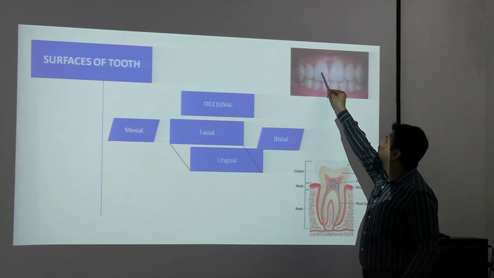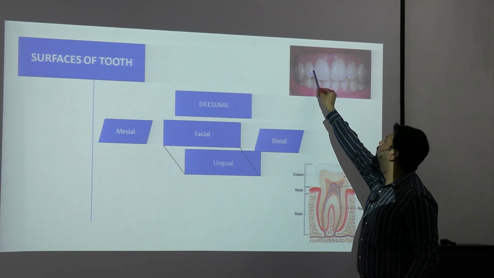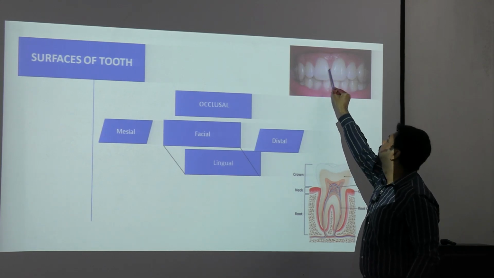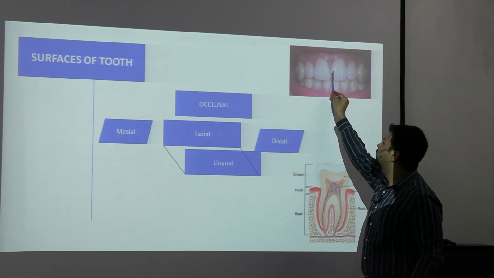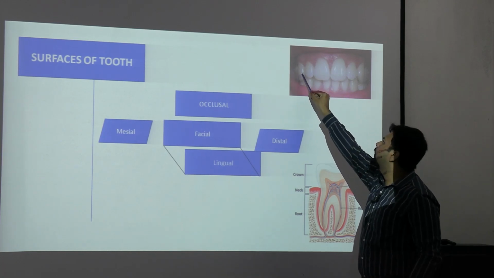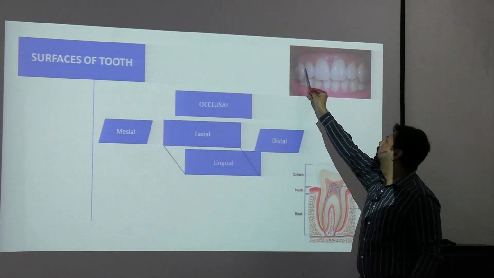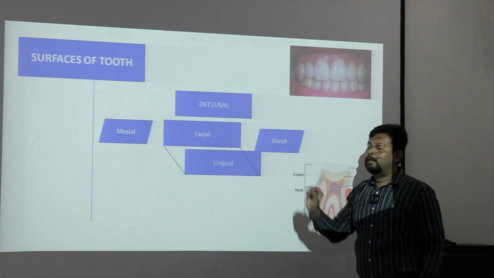What would be this surface? Occlusal, right? What would be this one? This side, distal. Okay. What would be this one? Mesial. Clear? Now this one, canine. Okay. What is this surface? Occlusal. This one, this side, mesial. Right?